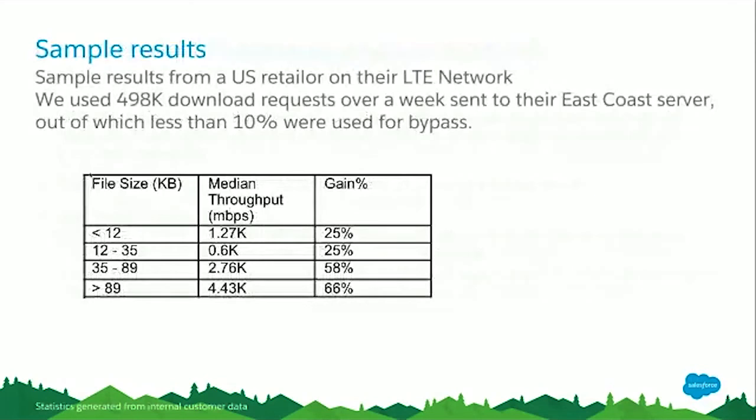So I'll go over some sample results. This table is a very simple table. We picked a major US retailer on their LTE network, and used around 500,000 download requests over a week sent to one of their East Coast servers.